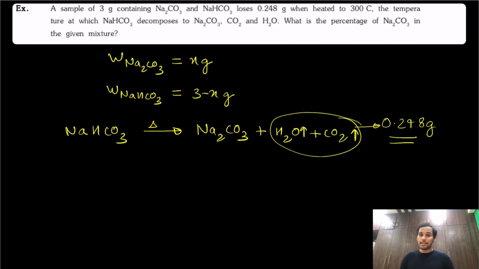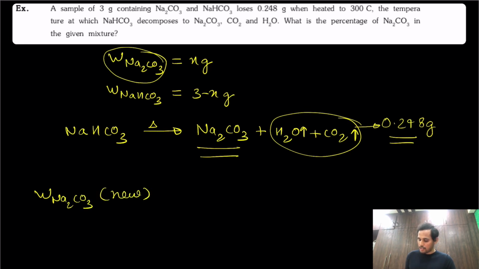And whatever is left in the container, let us see: Na2CO3 newly formed and Na2CO3 the original amount, when both are combined, what will be the weight? Tell me. Weight of Na2CO3, I'm writing new. Why new? Because some of the Na2CO3 has been formed by NaHCO3, and weight of Na2CO3 old, what do you mean by old? That was already there in the mixture, that is equal to, just tell me, 3 grams minus how much?